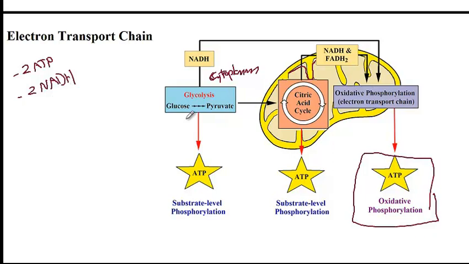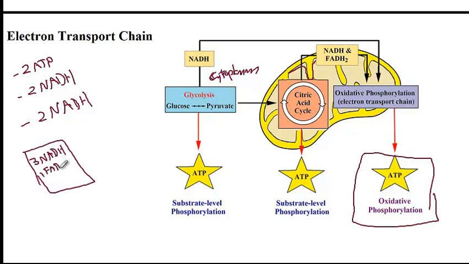And then glycolysis yielded 2 pyruvate molecules. Conversion of pyruvate into acetyl coenzyme A also gave us 2 NADH. And then the citric acid cycle itself gave us 3 NADH, 1 FADH2, and then 1 ATP. But since we had 2 molecules of acetyl coenzyme A, everything will be multiplied by 2.